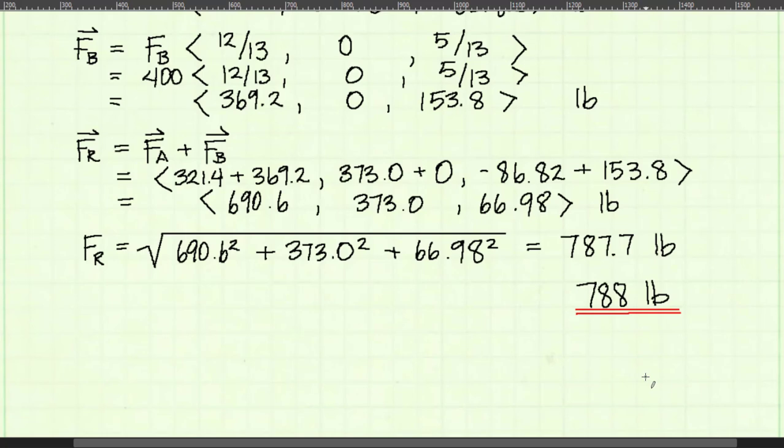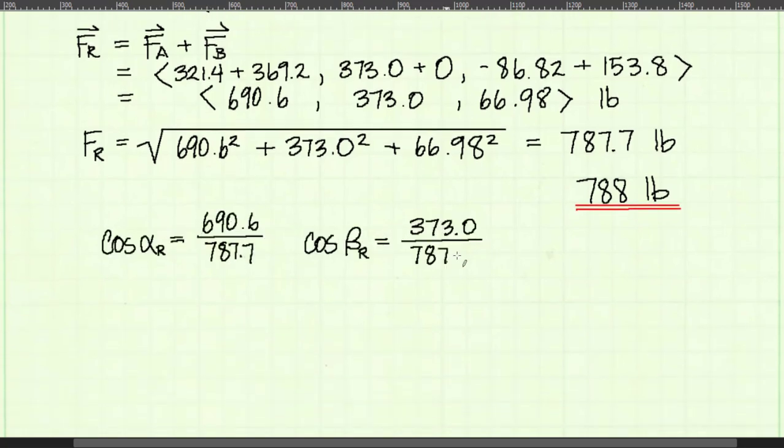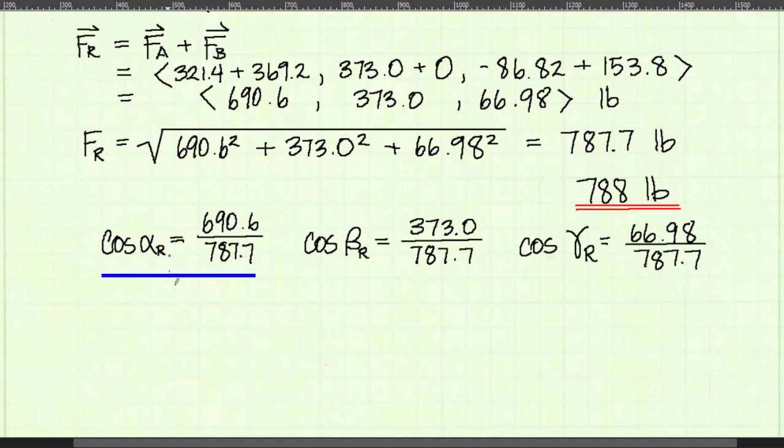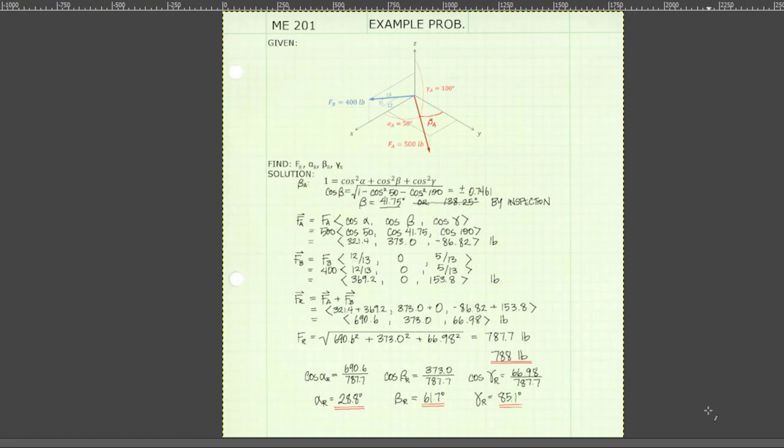Next we will get our direction angles alpha, beta, and gamma for the resultant force. The cosine of alpha is equal to the i component of our force vector divided by the magnitude. The cosine of beta is the j component divided by the magnitude, and the cosine of gamma is the k component divided by the magnitude. Solving for our angles, I get values for alpha, beta, and gamma of the resultant force. And our problem is complete.